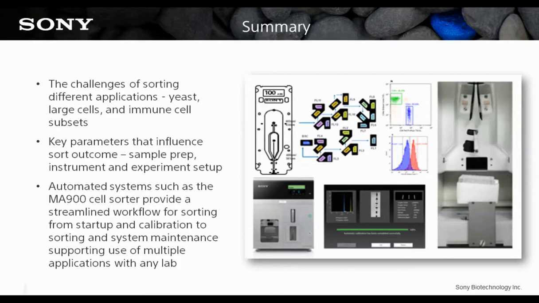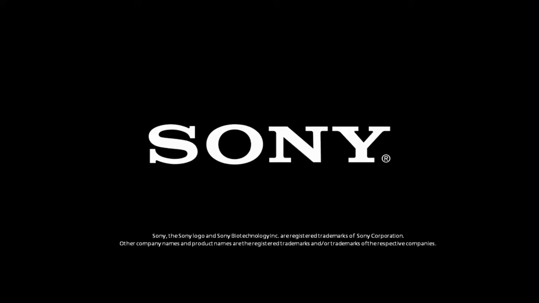So, in summary, the main message of our webinar is that there are many challenging applications in cell sorting. The learning curve can be steep, and there are a number of key sort parameters for you to consider. Finally, it is fair to say that it is hard to design a versatile, automated system with a variety of features to cover all of the applications. And we hope that after today, you will have a better idea on how Sony MA900 streamlines and automates the sorting workflow. Thank you so much for your time, and now we can take any questions.